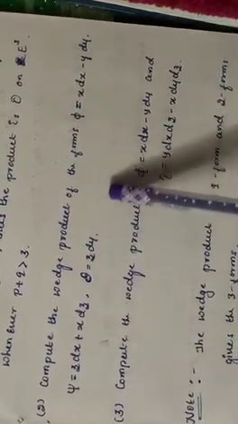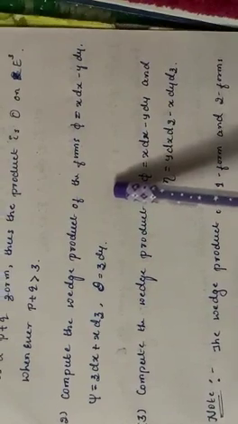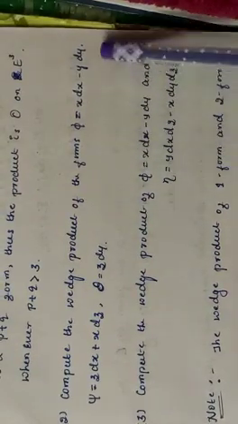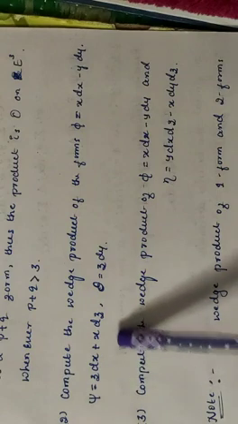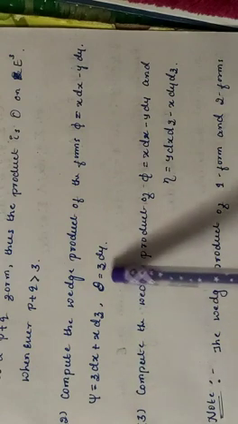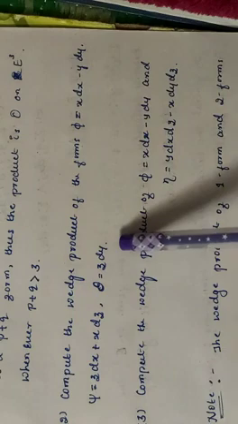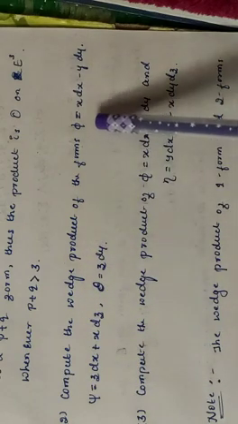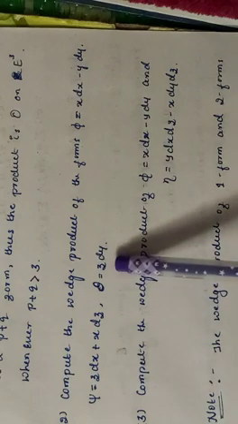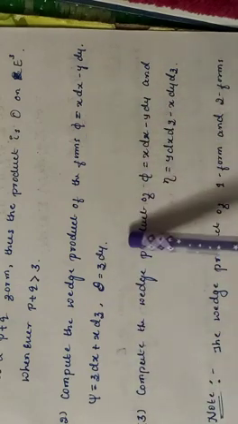Compute the wedge product of the forms pi equals x into dx minus y into dy, and psi equals z into dx plus x into dz, and theta equals z into dy. So compute the wedge product of the forms pi, psi and theta. Wedge product of these three you have to find out.